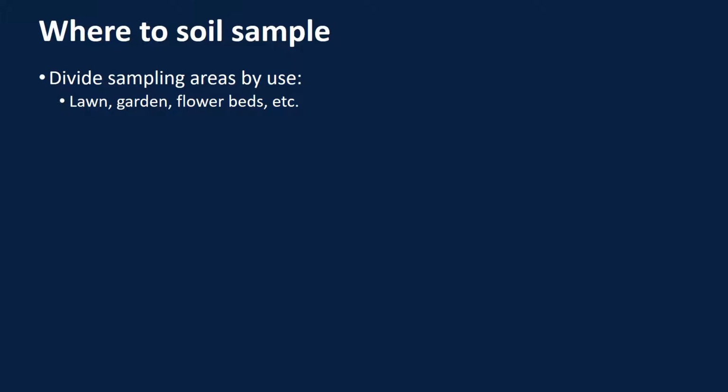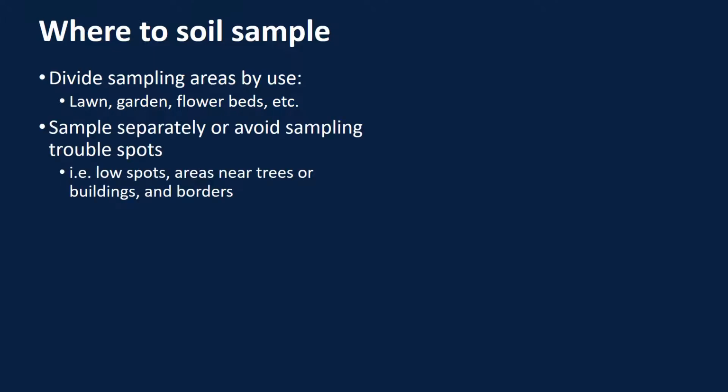The next question, after we know how often we're going to sample and when, is where to sample. There are a few steps here, and we'll give an example. First, we need to divide the sampling areas by use. So divide the areas that we're going to soil sample into a lawn area, a garden area, a flower bed area, and a wooded tree area, and then we sample these areas separately. When we're sampling, a couple of important things to remind ourselves of: we want to sample separately or avoid certain areas. These are low spots, areas near trees or buildings, and borders.